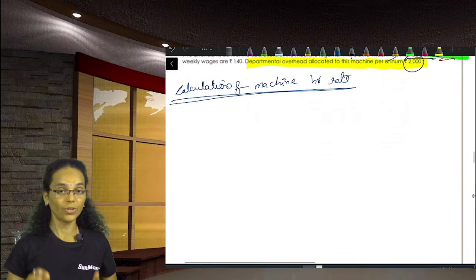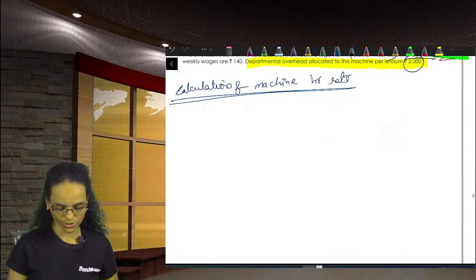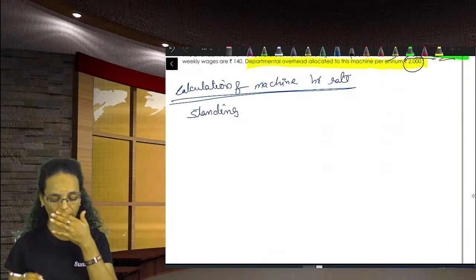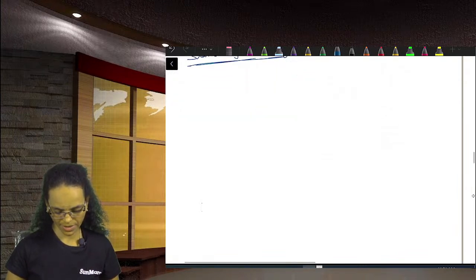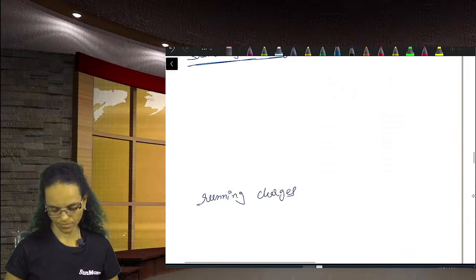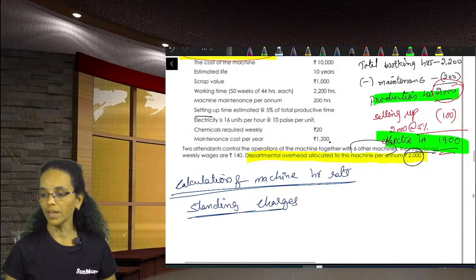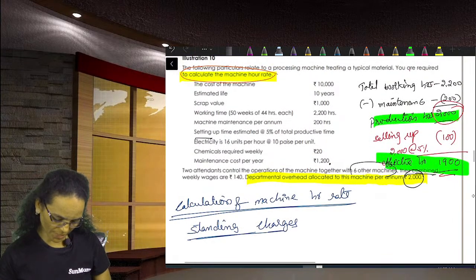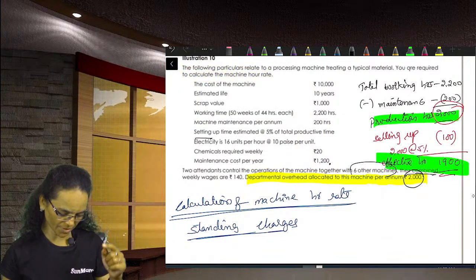See, again I told you, I am saying you from the past 2 questions. When we are talking about the calculation of machine hour rate, we need to first write standing charges separately and next running charges separately. Standing charges, here depreciation is a fixed one or variable one? How we will calculate? One by one we will see.